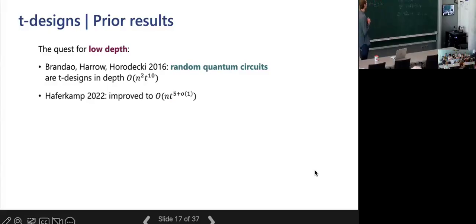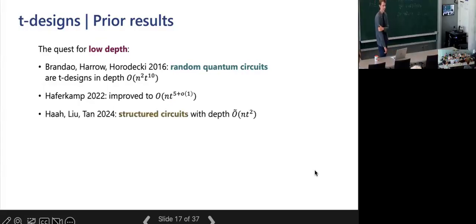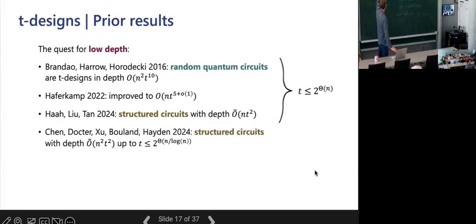If you do it for random circuits, later, this has fairly fundamental consequences for their properties. So 2 years ago, Jonas Haferkamp proved that actually he can, with a refined analysis of the Brandao et al. paper, and he gets n times t to the pi plus little o of 1. And earlier this year, Harrow, Liu, and Tan showed that if you use cleverly engineered circuits rather than random circuits, you can actually get it down to O tilde of n times t squared. And all of this holds up to exponential moments t. And there's another paper which is concurrent with this HLT paper, which is slightly worse.